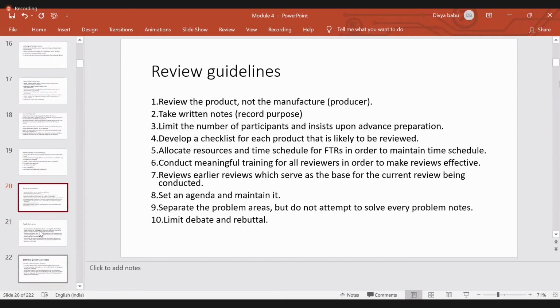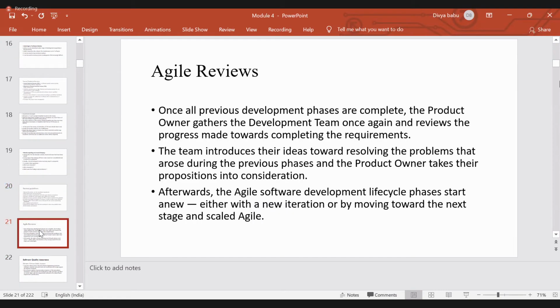Then agile reviews. Agile means it's changing, right? The agile environment is different from a normal prescriptive environment. In an agile environment, things are changing very fast, so obviously the review meeting is also very, very important compared to the prescriptive model. Here the change rate is high.